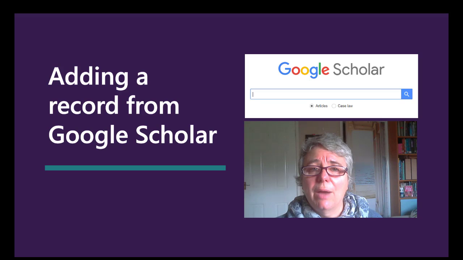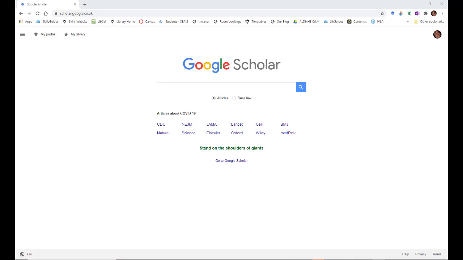Finally, we'll look at how you can download a record from Google Scholar. We don't normally recommend using Google Scholar as a resource discovery tool, but if you've found a reference to something perhaps in another journal article, it can sometimes be the quickest way of finding an individual paper or a book we haven't got in the library catalogue.